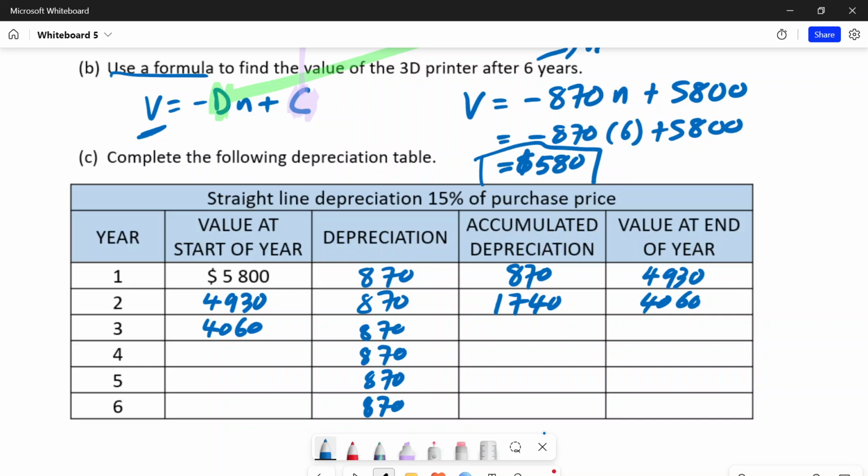I'm going to stop now and ask you to pause the video and complete this table in your own time. And then in a few moments, I'll resume and I'll show you the completed depreciation table and you can see if yours matches up.